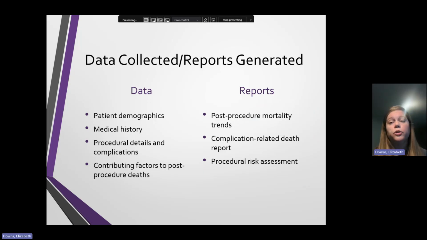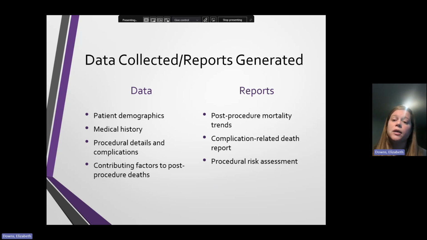Data collection will include patient demographics and medical history, procedural details and complications, and contributing factors to post-procedure deaths. A post-procedure mortality trend analysis report will analyze trends in post-procedure death rates over a specific period of time, enabling healthcare administrators to identify patterns and potential risk factors.